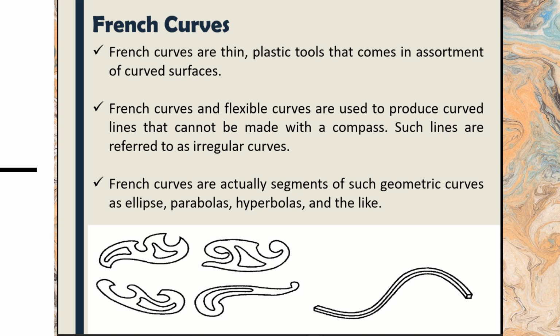French curves are actually segments of such geometric curves as ellipses, parabolas, hyperbolas, and the likes. So that's why French curves can also be used to draw an ellipse or part of an ellipse, part of a parabola, and part of a hyperbola. A French curve cannot replace your compass. You need to know that it cannot be used to draw a perfect circle.